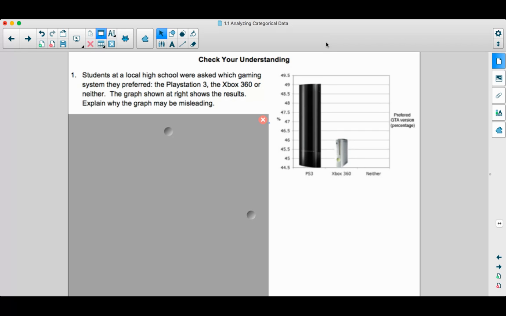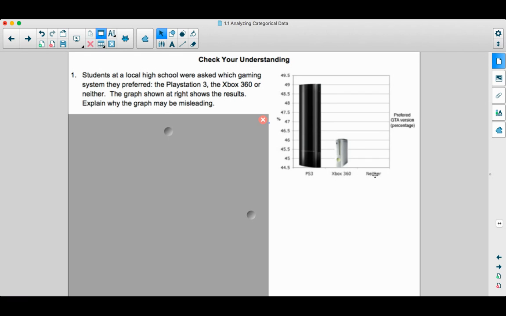So we take a look at the graph, and we know we've looked at some pretty bad ones. We take a look at the scale, and right away we see that it does not start at 0, which is going to be a problem as far as displaying the data. And wow, the Xbox 360 seems to be at about a third of what the PS3 is, but really it's only a 3% difference in the number of people.